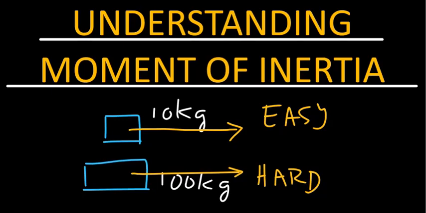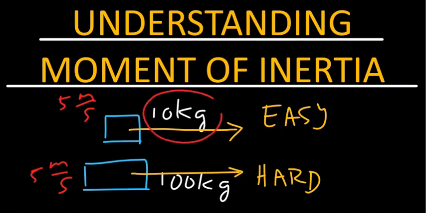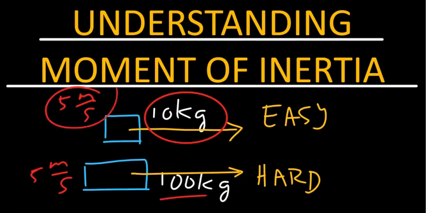Likewise, if these two objects are moving, say with some speed, say 5 meters per second, just as an example, it would be easier to stop the 10 kg object, which is moving at the speed of, say, 5 meters per second, compared to a 100 kg object that is moving at the same speed. And this is because the 10 kg object has less inertia effect compared to the 100 kg object. The same thing happens in rotation.